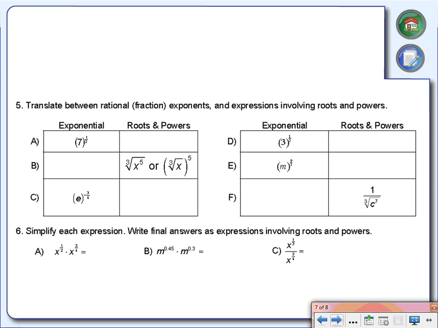All right, next section here, all we're doing is rewriting. So, for example, A, we're given 7 to the 1/2 power. Well, 7 to the 1/2 power is the same thing as the square root of 7. That exponent 1/2 means the same thing as square root. On B, it's just the opposite. They give me the power or root. I want to write it as an exponential. I want an exponent. What is my fraction that I'm going to use as my exponent? 3 over 5 or 5 over 3? 5 over 3. The bottom number is always that thing right there.